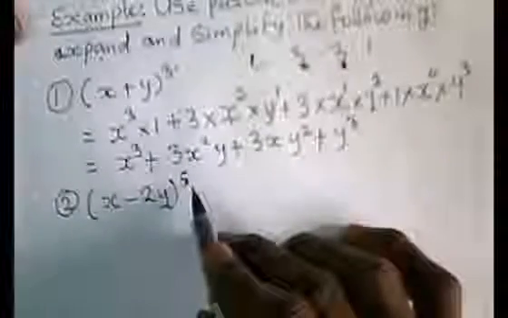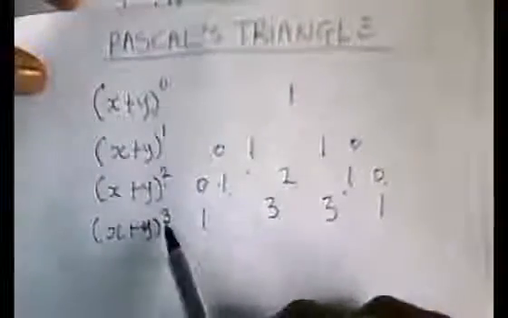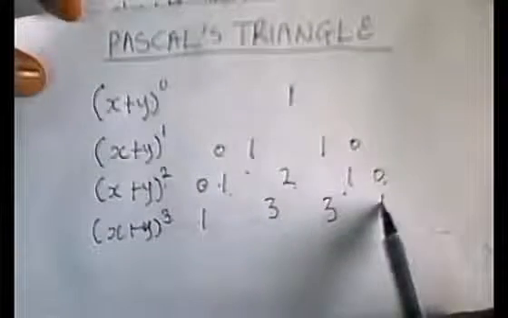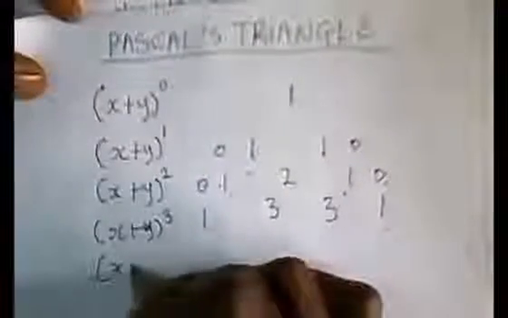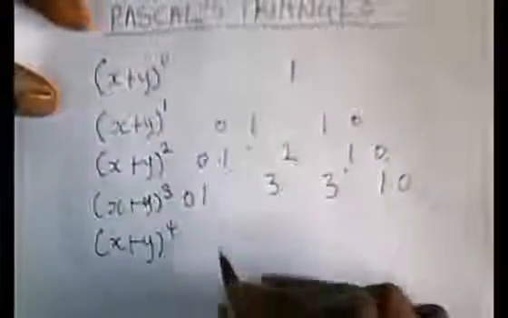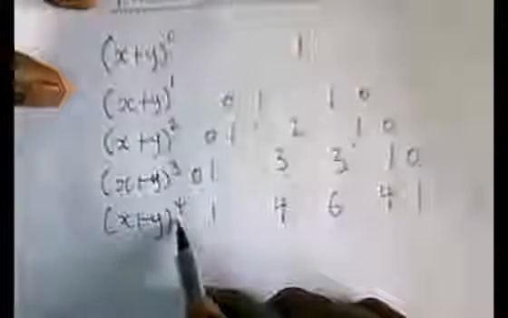First of all, we need to get the coefficients for power 5. If you remember how we started, I showed us how to get the coefficients. For power 3 we have 1 3 3 1. So for us to get our (x plus y) power 4, we add 0 to the first number and 0 to the last number, and then 0 plus 1 is 1, 1 plus 3 is 4, 3 plus 3 is 6, 3 plus 1 is 4, 1 plus 0 is 1. So this is going to be the coefficients for power 4.